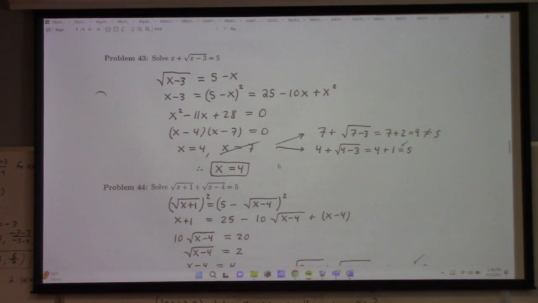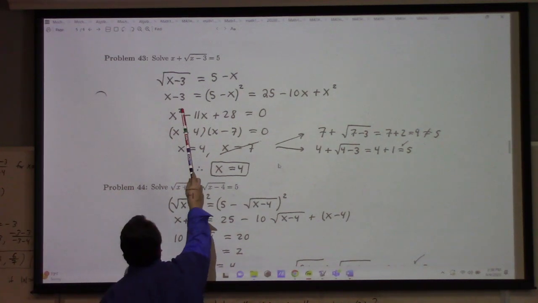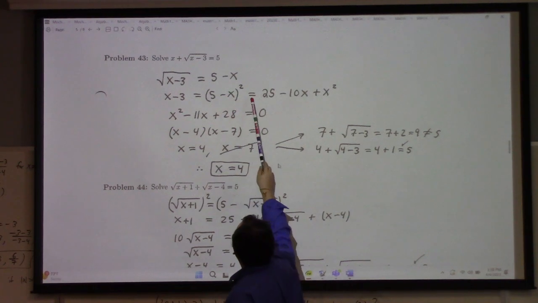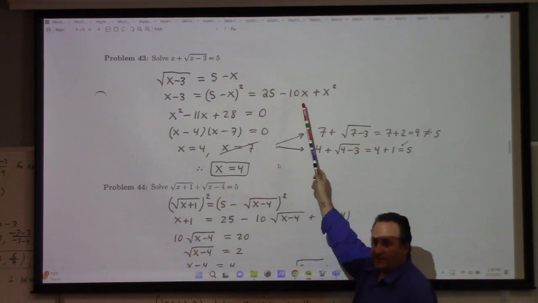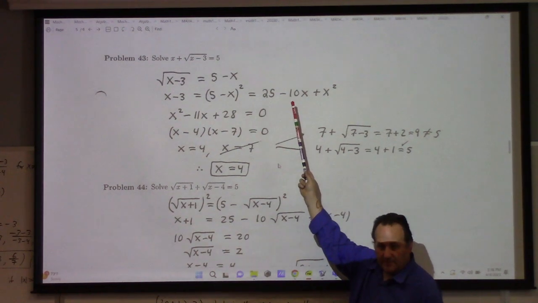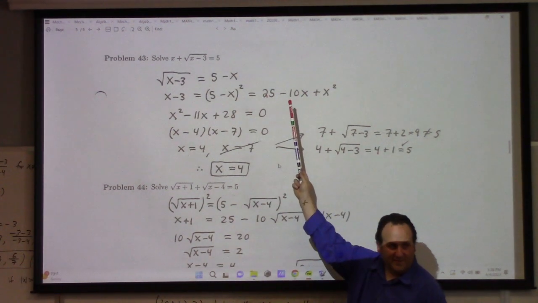Problem 43. So what you do is isolate the radical, all right? And then square both sides. So I isolate the square root of x minus 3, square both sides. Now guys, listen please. There is a cross term here. You actually need to multiply this out. The mistake all of you make. Okay, not all, but many.